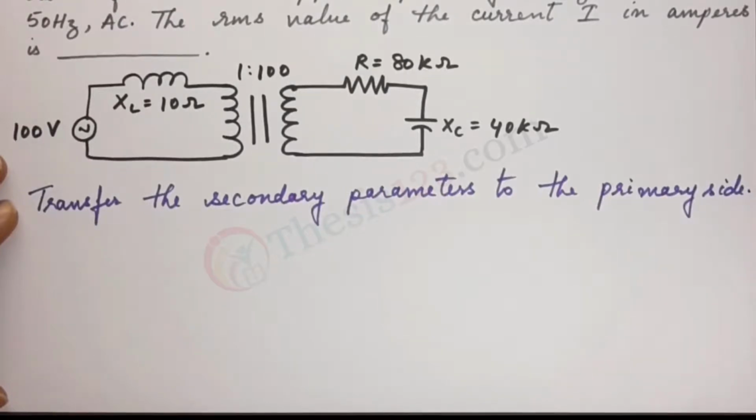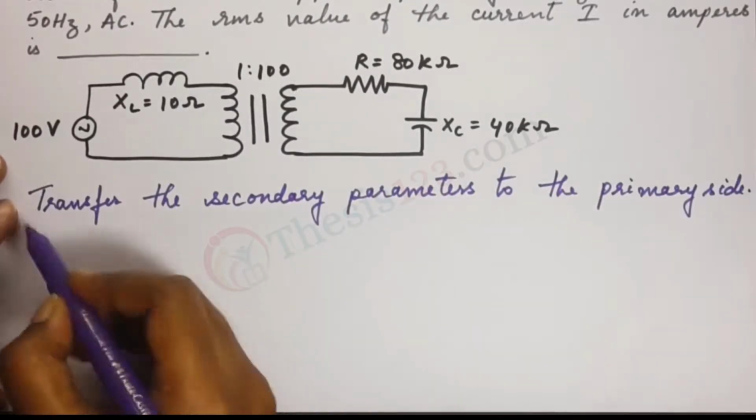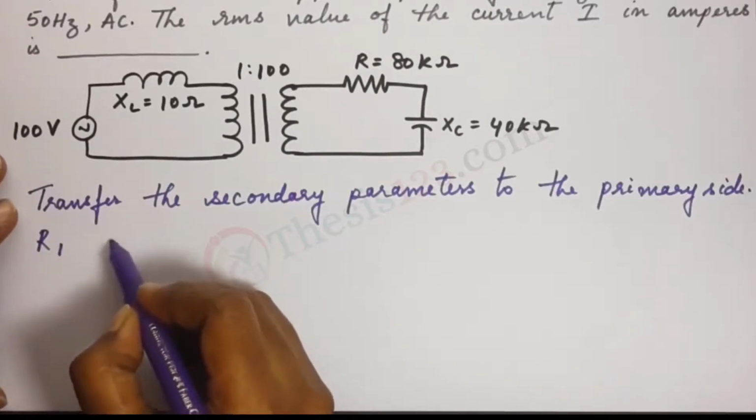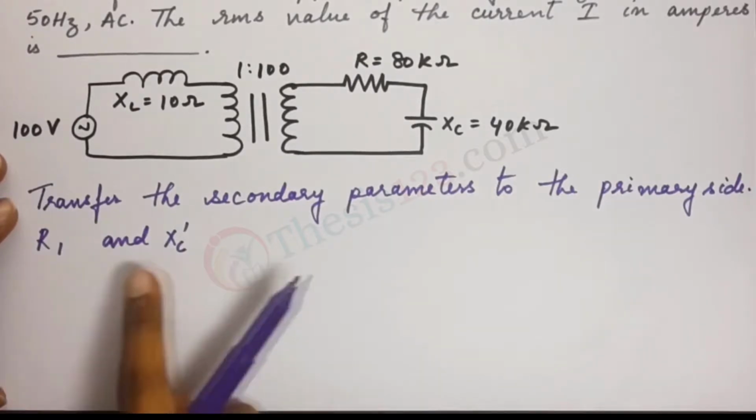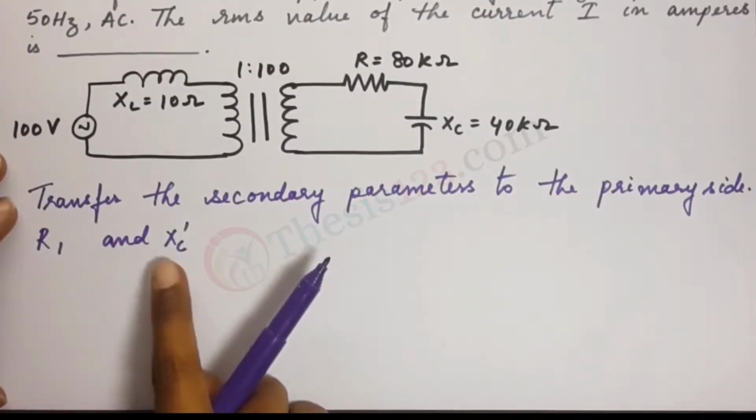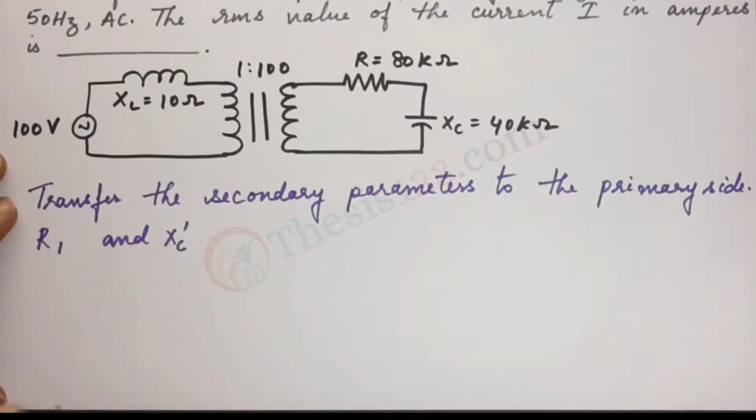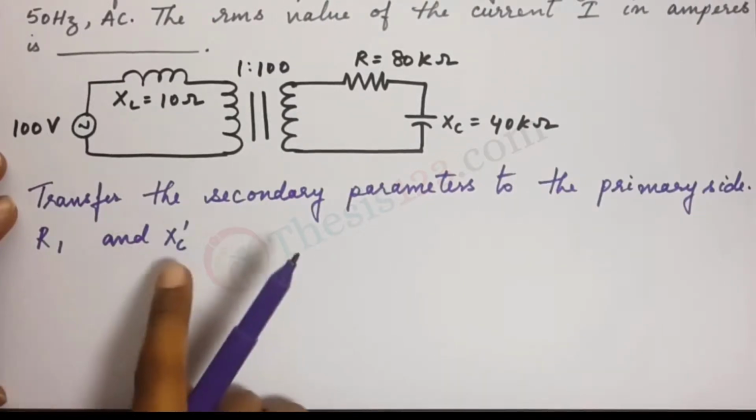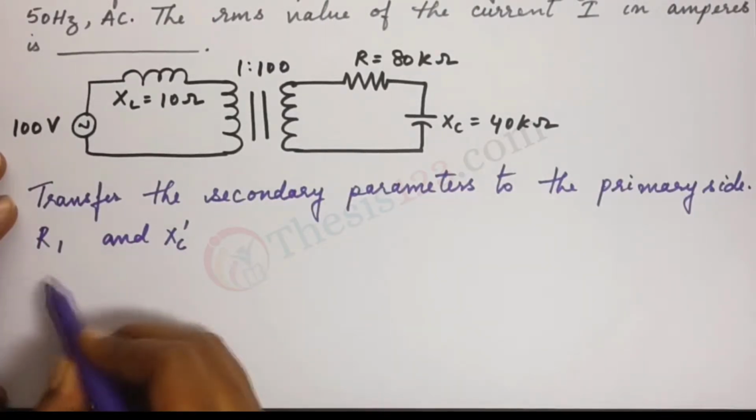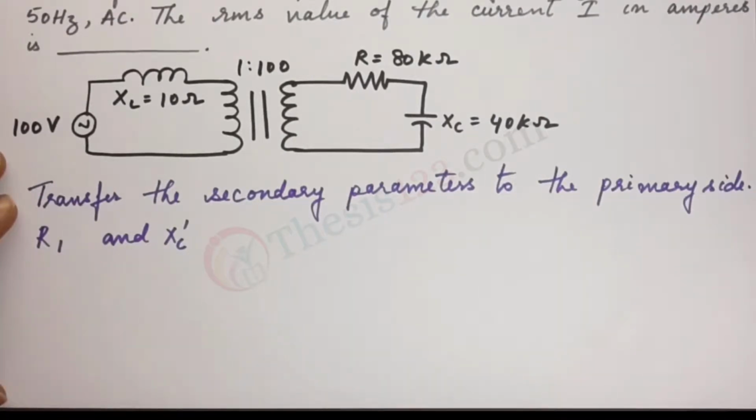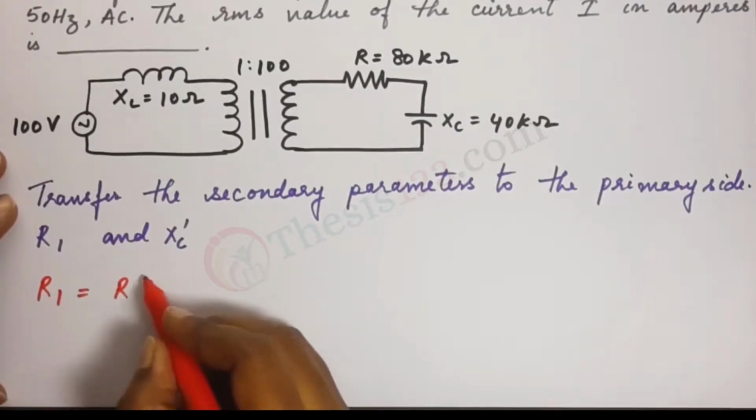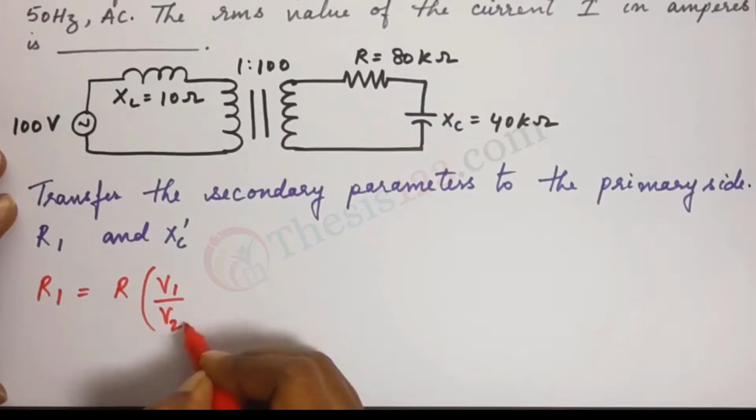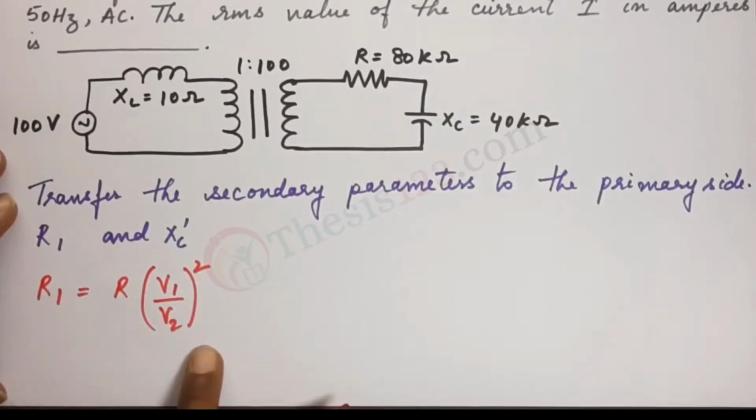Now in order to do this, we have to find two specific values. We need the value of R1 and XC1, or XC dash. These are the two values that we need in order to draw the equivalent circuit, transferring the secondary parameters to the primary side. Now here is the formula, I'll just write that down here. R1 can be found by multiplying the given value R with the ratio of V1 by V2 squared. So this is the general formula.